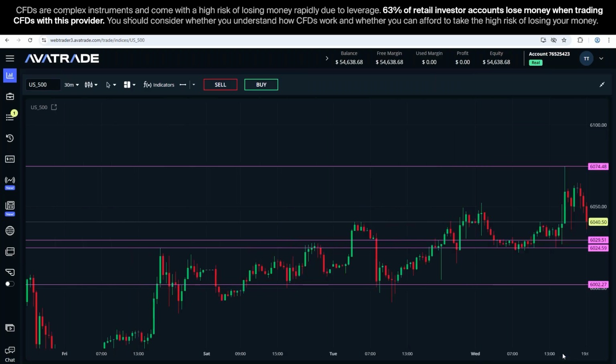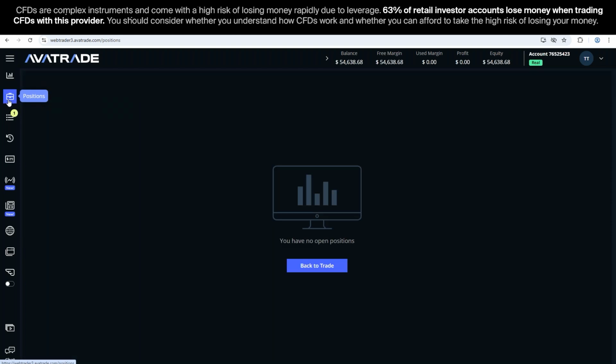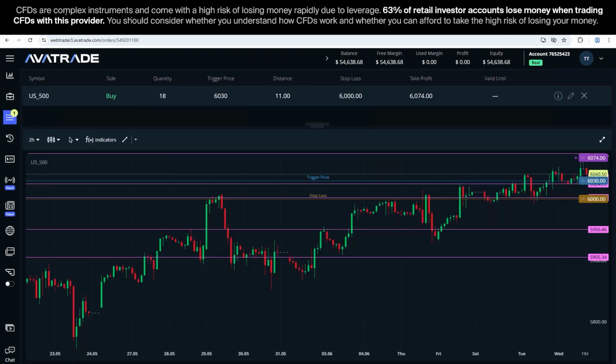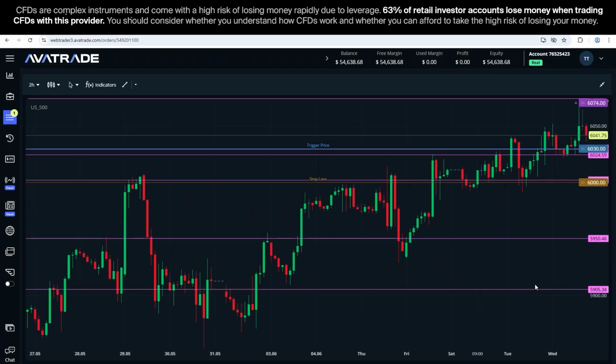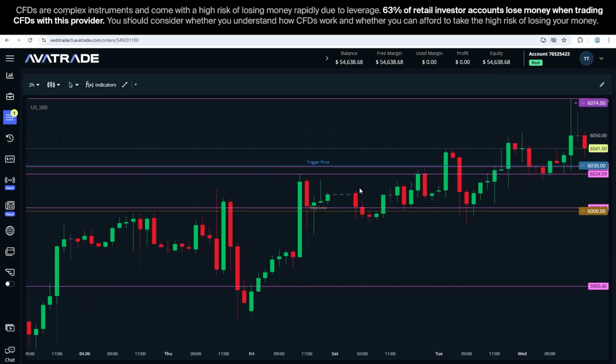Okay, now you see it didn't open a trade. If I go to my open trades, it's not here. Why? Because it's a pending order. So I'm sitting here hoping that it hits my trigger price at 6,030 and then jumps. Okay, and we're pretty close to that. If I expand this chart, I can see my entry price, my trigger price is here. And we're not far from that trigger price.